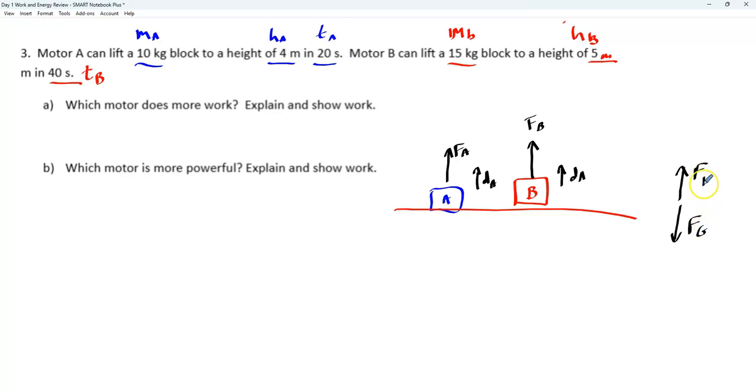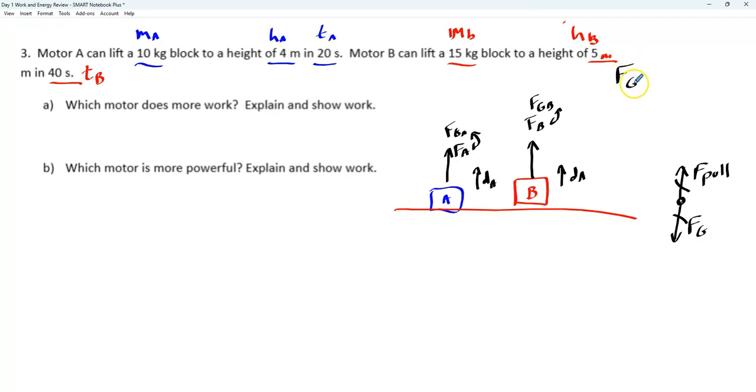So the applied force, or the push or the pull, the force going up has to balance that out in order to get it to move. So once you get it moving at a constant velocity going up, all I have to do is counteract gravity. So the force of A is really the force of gravity of A, and the force of B is really the force of gravity of B. So those are the forces that need to be applied.